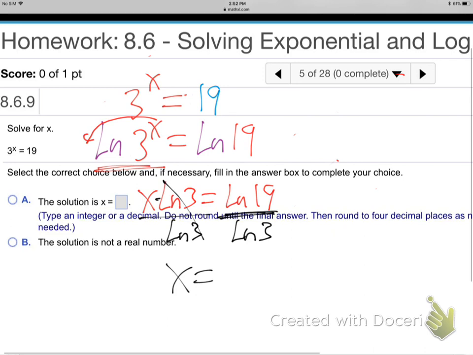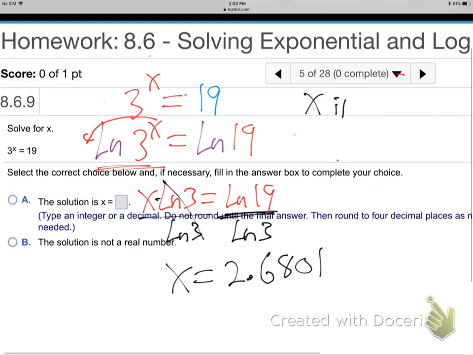You guys have your calculator? Get an answer there. ln 19 divided by ln 3. I'm getting 2 point, how many places? Then round to 4 places. Okay, 2.6801. Can you get that okay in your calculator? So what did we see there?